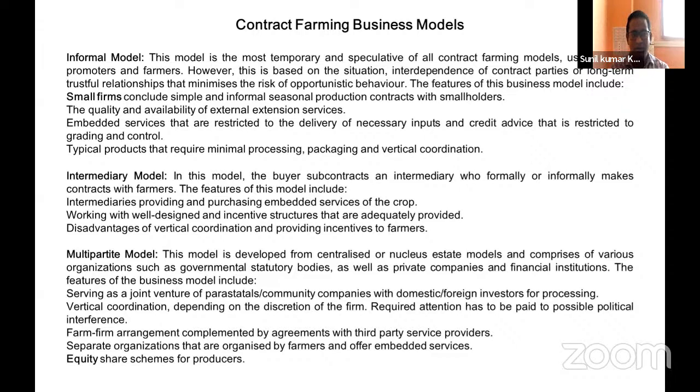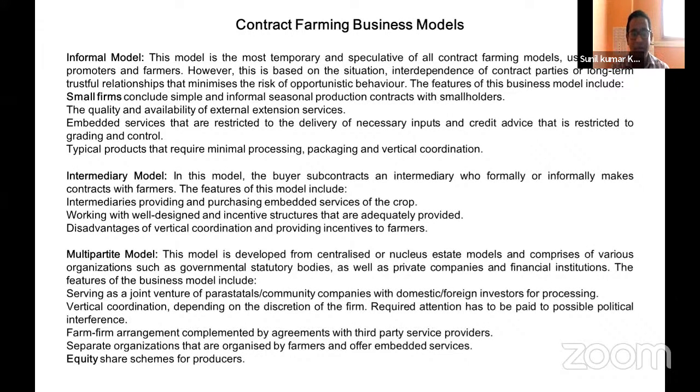The second is the intermediary model, in which the buyer gets in contact with an intermediary who formally or informally makes contact with the farmers. Means there will be some agent who is responsible for this. They are not involved directly, but there are change agents who are going to contact the farmers, and they can include features like providing and purchasing embedding services of the crops, working with well designed incentive structures that can be adequately provided to the farmer. Additional advantages of vertical coordination and providing incentives to the farmers can also be realized.